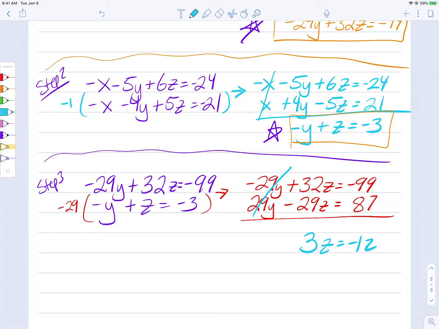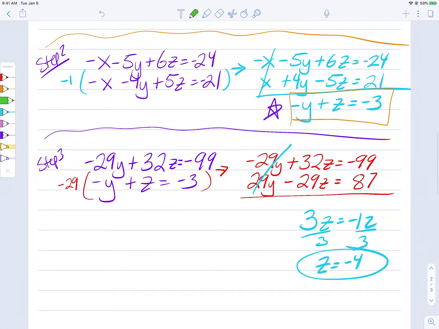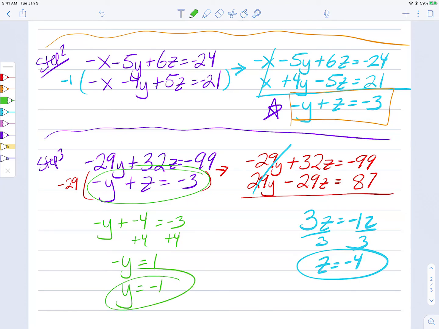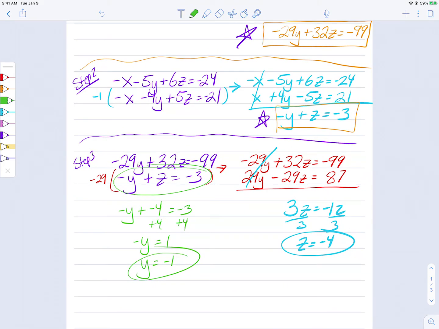So if I finish this problem, divide both sides by 3, I get z equals negative 4. Awesome. Now I have the ability within step 3 to find my other variable. So I'm going to plug negative 4 into this bottom equation here. Negative y plus negative 4 equals negative 3. I'm going to add 4 to both sides. Negative y equals 1, which means y equals negative 1. So there's my second answer. Now, on step 3, I use the two equations I just created from step 1 and 2 to find my two answers.